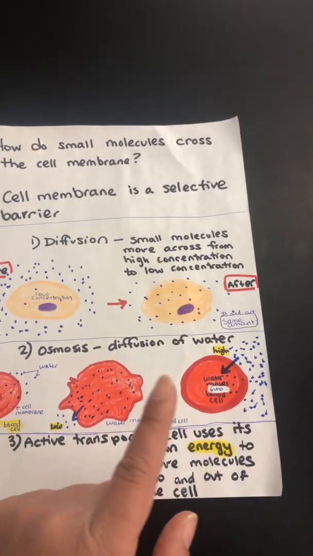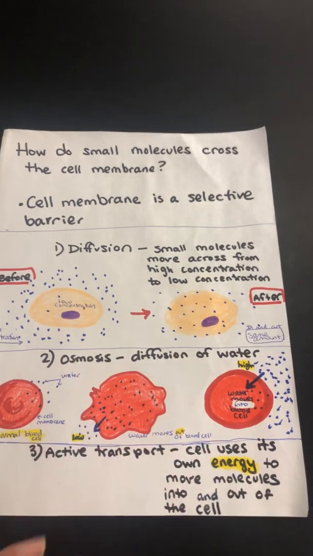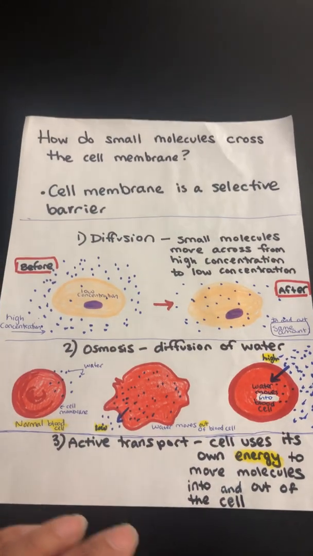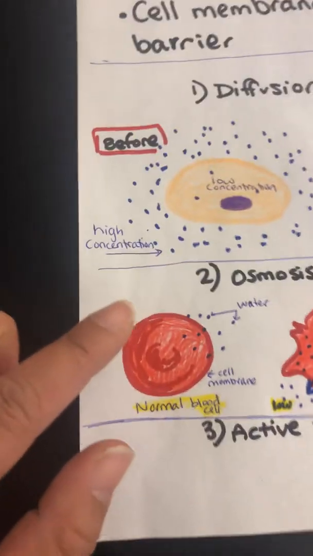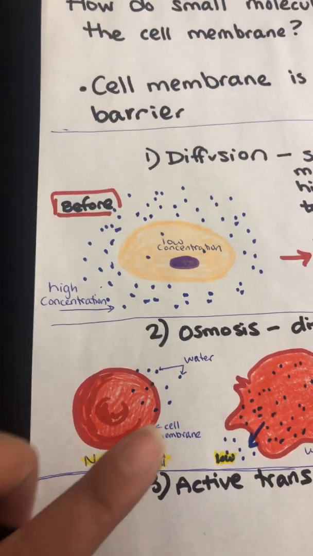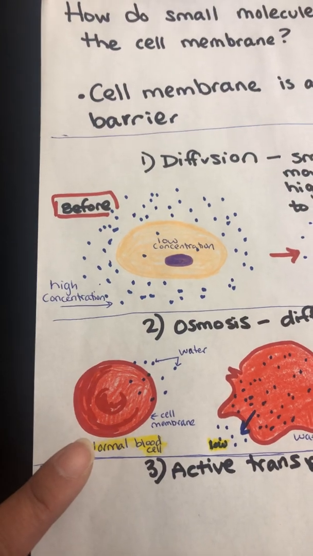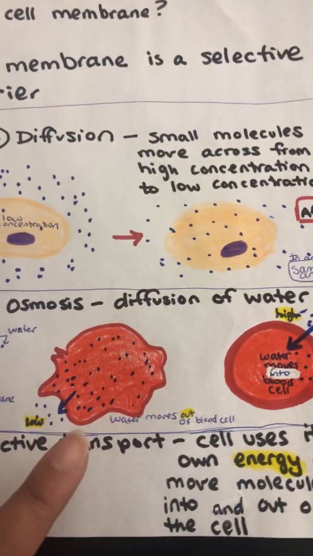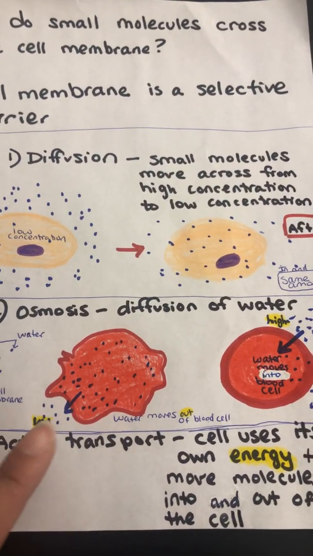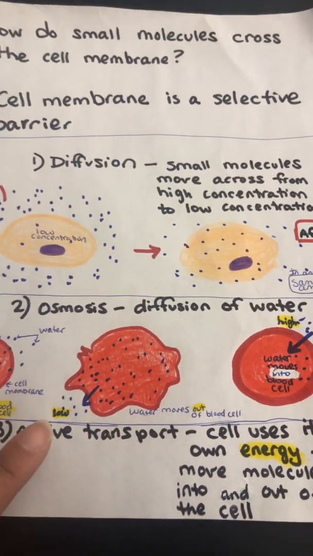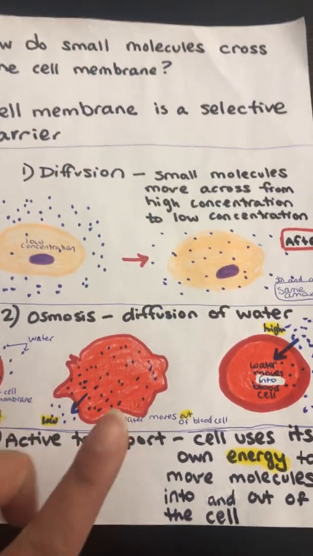Osmosis is the diffusion of water, so this is a specific type of diffusion where only water is involved. And we'll look at this blood cell. This is a normal blood cell. It looks kind of like a flattened donut in the middle. And water's on either side. It's even. Over here, the water is higher inside the cell than out, so the water will drain outside of the cell, and this will flatten and squish it.